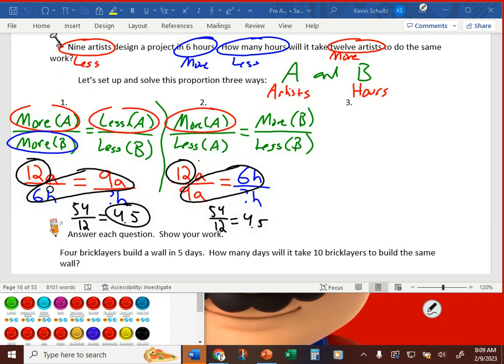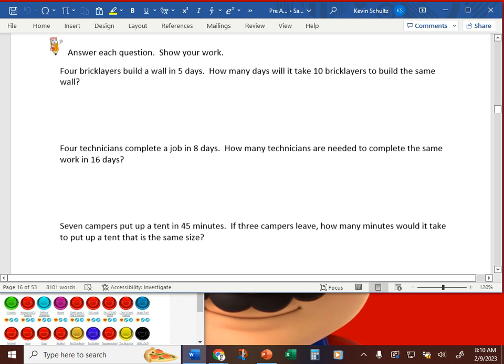Okay? All right. We're going to save the third method for later because I don't want to overload the brains. But let's look at the brick layers and the days here. Everyone good with these notes? Can we scroll down now? Brick layers.